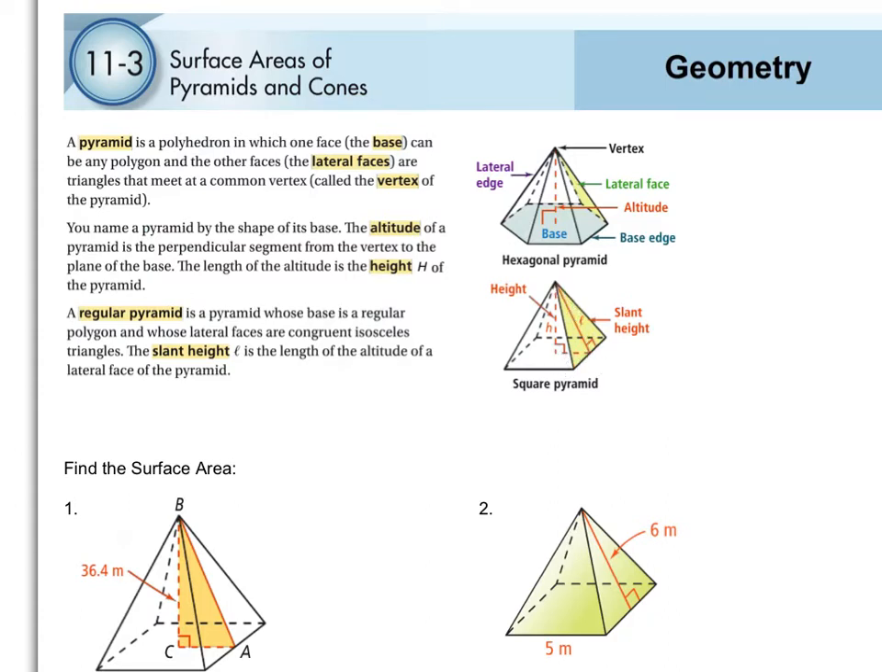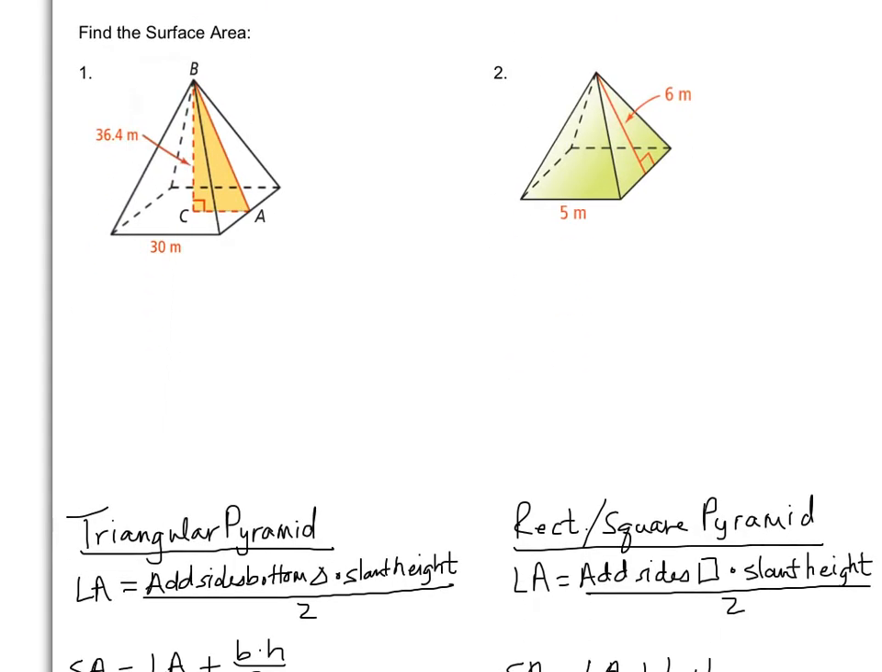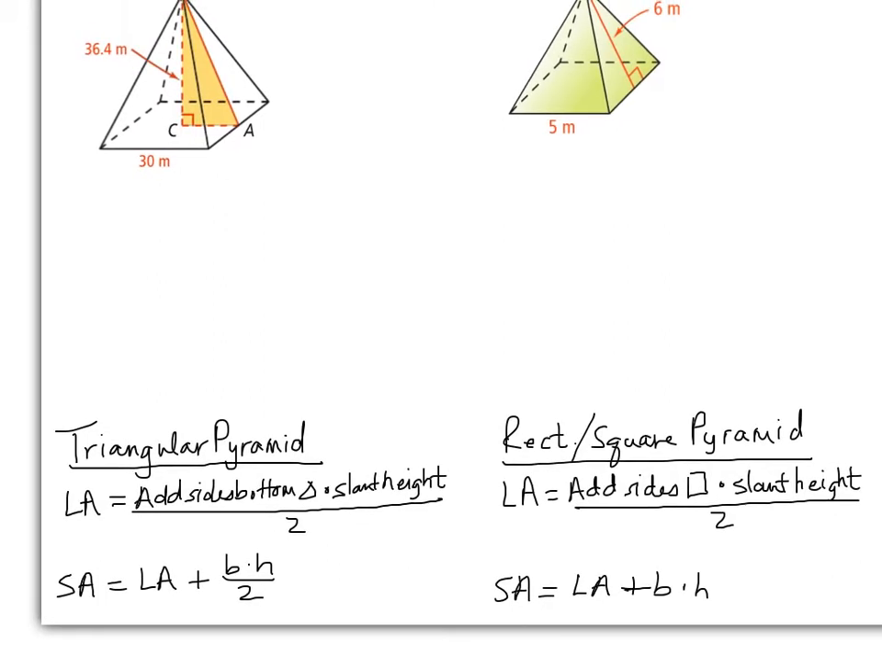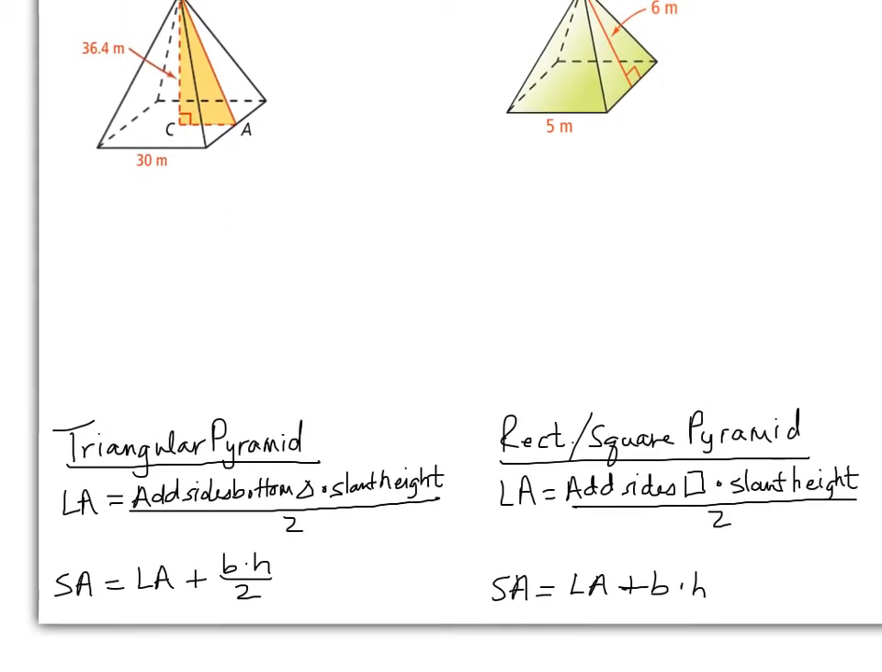There are going to be some things on pyramids that you're going to have to find. Okay? So, again, you should have your formula sheet out. We've got two formulas that you need to add to your formula sheet: the triangular pyramid and a rectangle or square pyramid. The formulas for rectangle and square are going to be the same. To find the lateral area, you're going to add the sides of the bottom square, times it by the slant height. Remember, the slant height in the formula is L. That's what that stands for. And then we're going to divide it by 2 to find the lateral area.